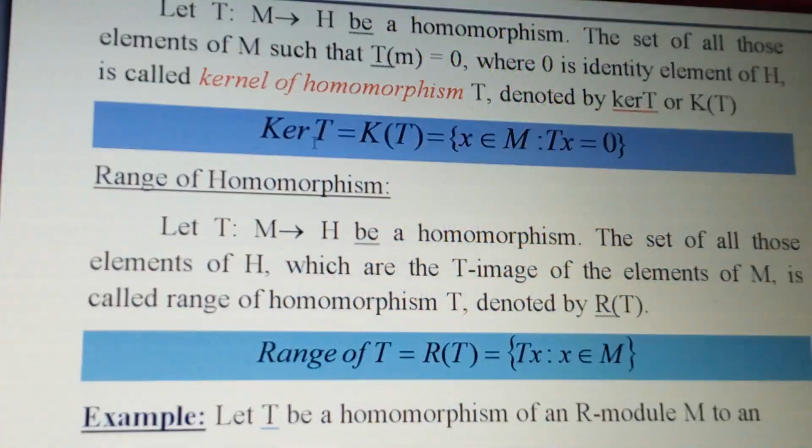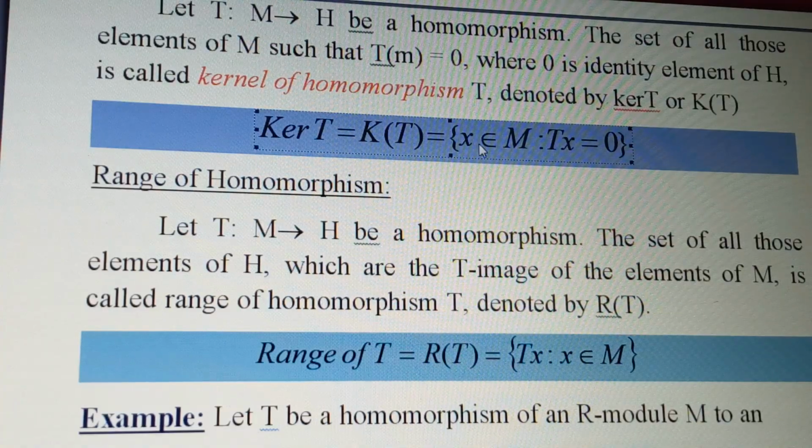And this is the algebraic definition: ker T = KT = {x : x belongs to M and T(x) = 0}.